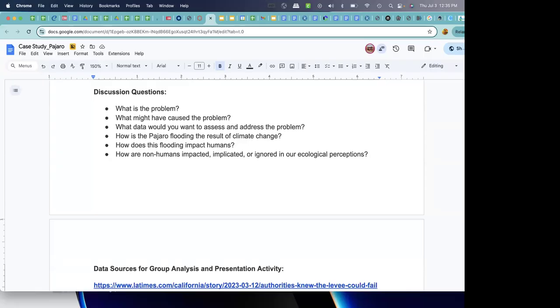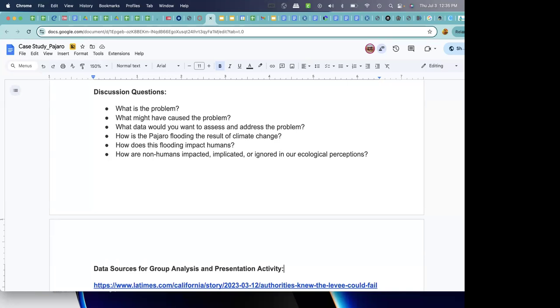And then how is the flooding the result of climate change? So I think it was Sydney that said increased evaporation, which leads to more atmospheric moisture, heavier rainfall, and then the rising of the sea levels, which caused the flooding. Yep. And then how does this flooding impact humans?